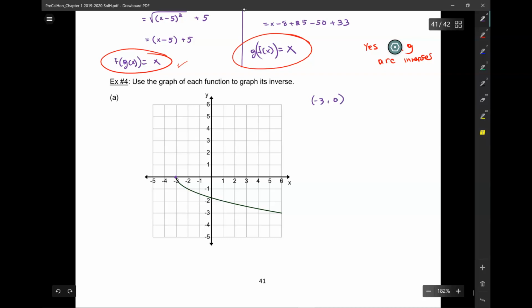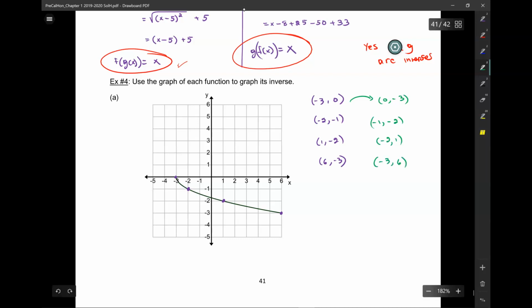I just take a couple of representative ones, and if I can take the ones on the corners, I take the ones on the corners. So this is -2 comma -1, and then I have another one here, 1 comma -2, and then another one here, 6 comma -3. So all these now have to get inverted. So I get 0 comma -3, -1 comma -2, -2 comma 1, -3 comma 6, and I just graph those.